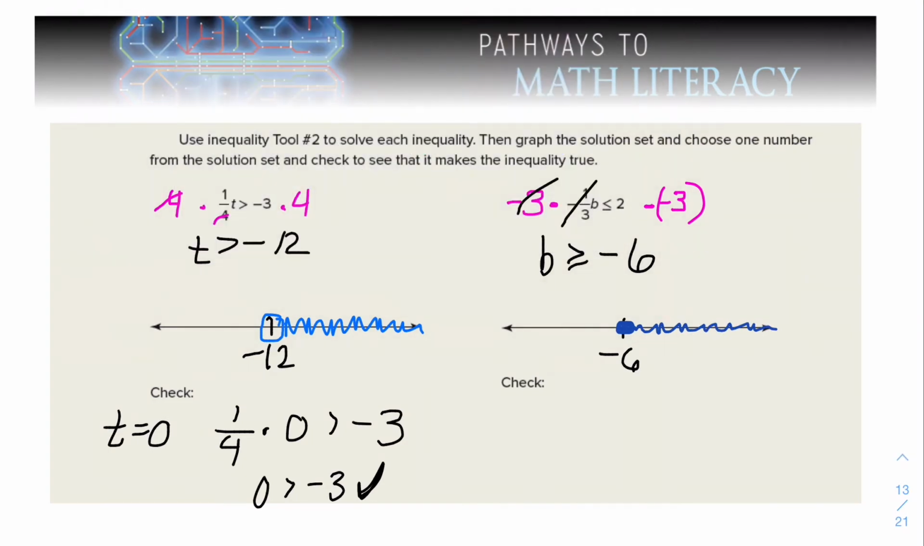So if you want to check if it's true, let's pick a nice number. Let's pick b equals 0. You get -1/3 times 0 needs to be less than or equal to 2. Anything times 0 is 0, so we get 0 is less than or equal to 2, and that's definitely a true statement. So we are good.